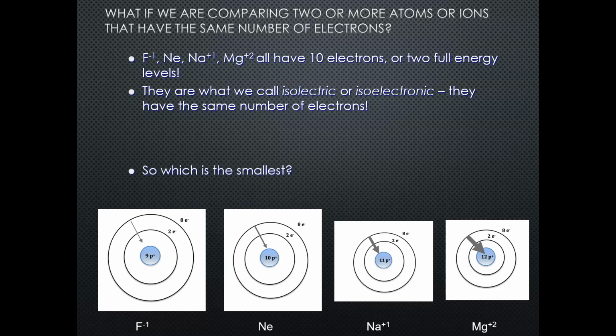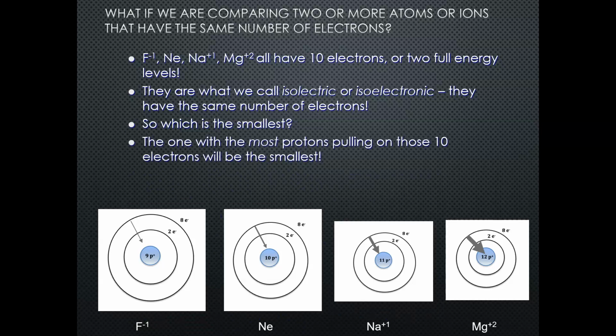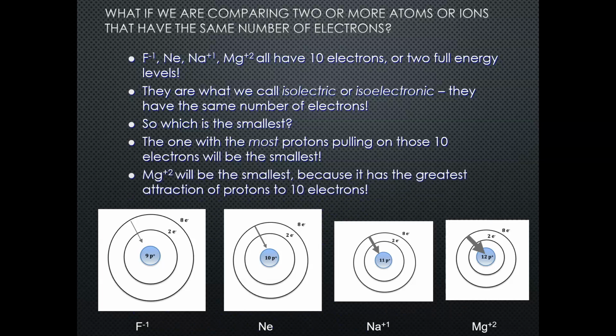Now, which one do you think is the smallest? So pause here. Which one do you think is the smallest? If you said the one with the most protons, you would be right. So that means the one here on the far right is going to be the smallest one because it has the greatest attraction of protons to those same 10 electrons.